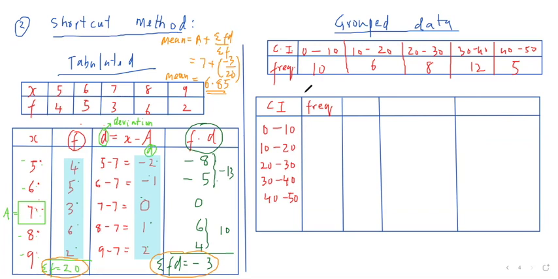So I'm going to ask Debangi. Can you hear me? Yes, sir. Go ahead and tell me what I need to write for frequency. 10. Then 6. Then 8. Then 12. And 5. Very good. Fantastic.